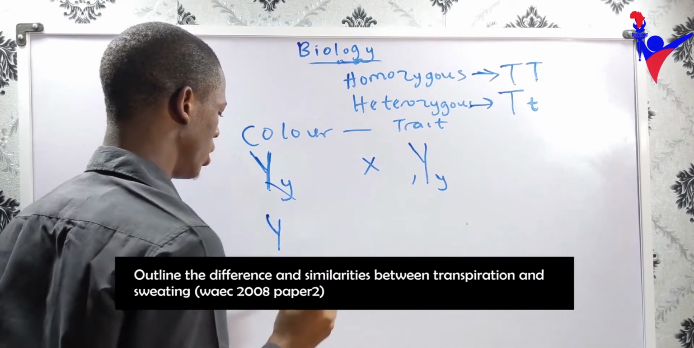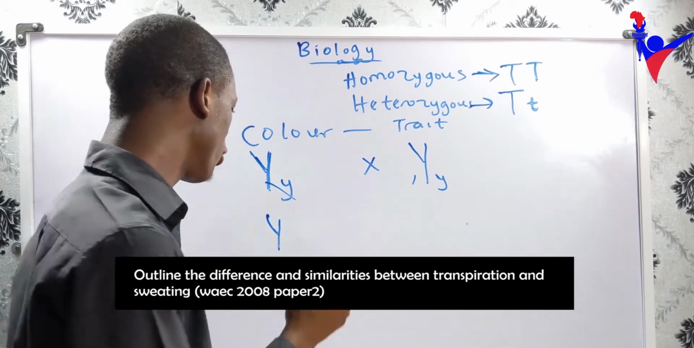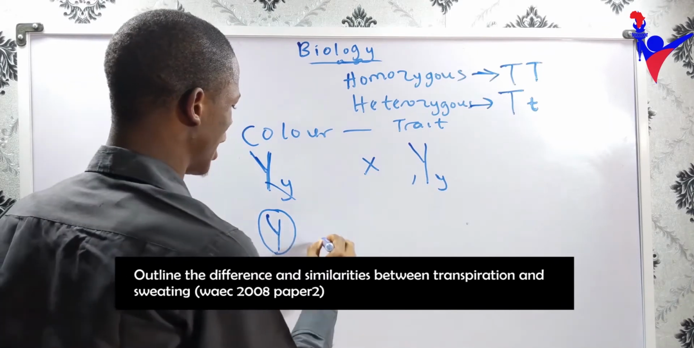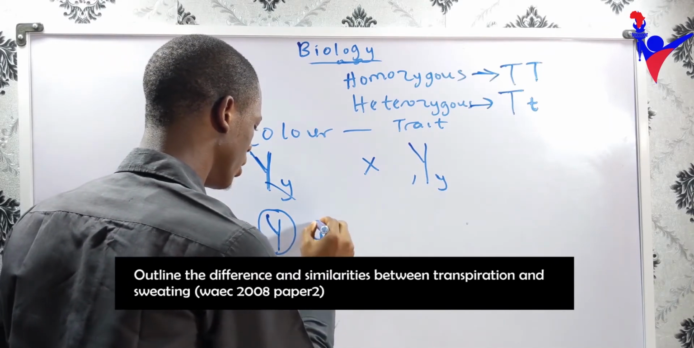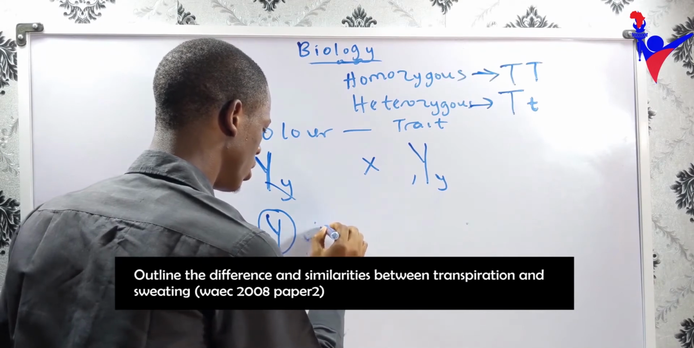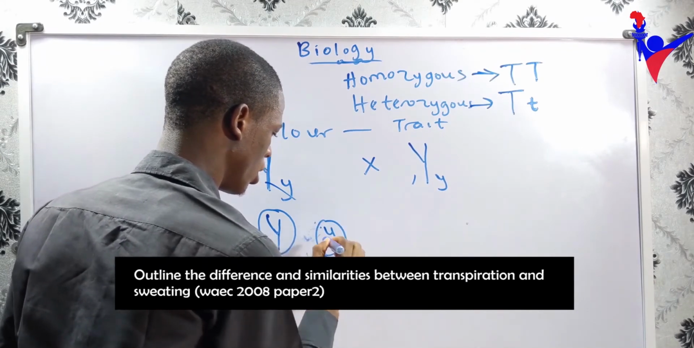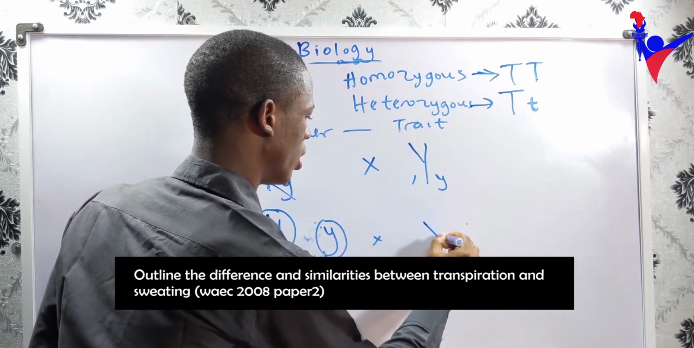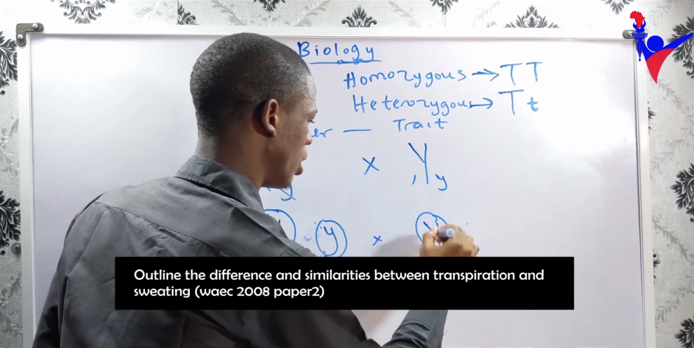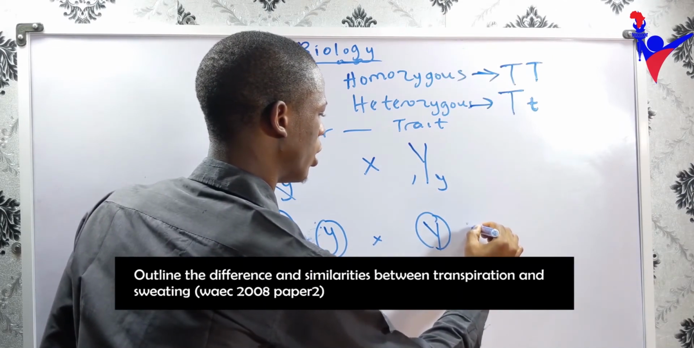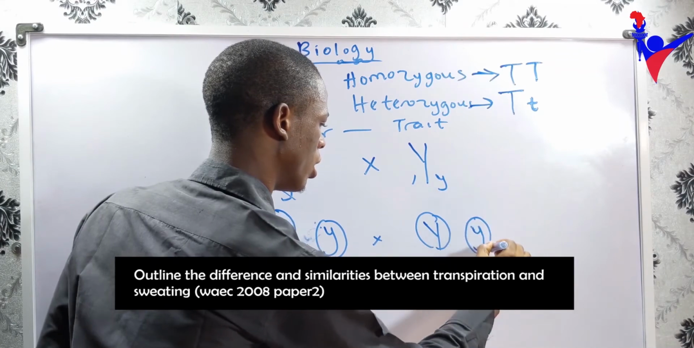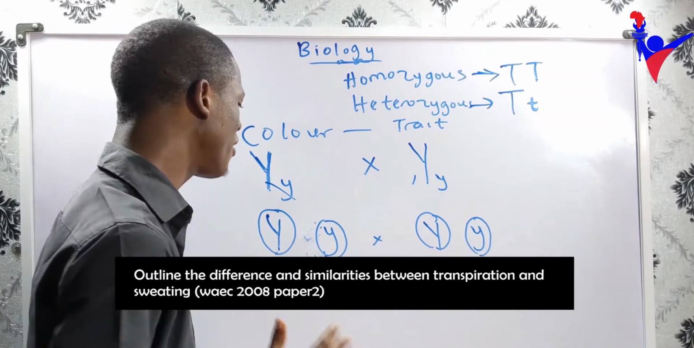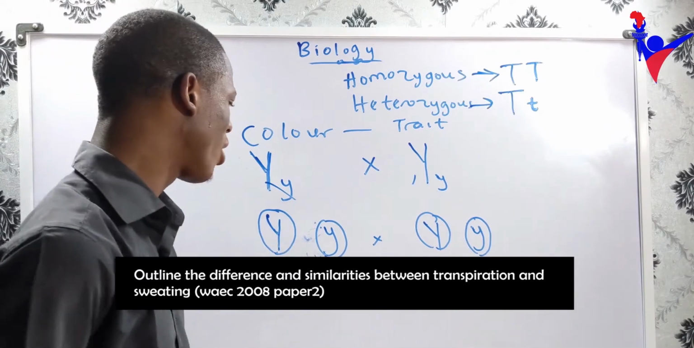Y. It's more beautiful when you put them in a circle to show that they are gametes, and the other gamete, the small y. Also with the other plant. With this, the second step, you've given yourself a better chance of getting the right answer.